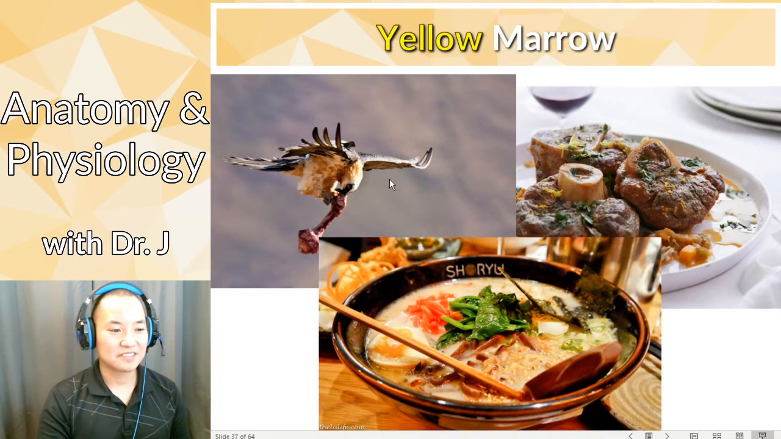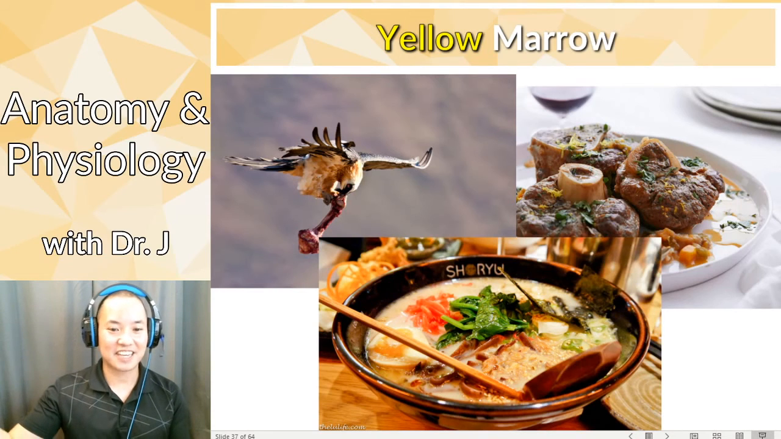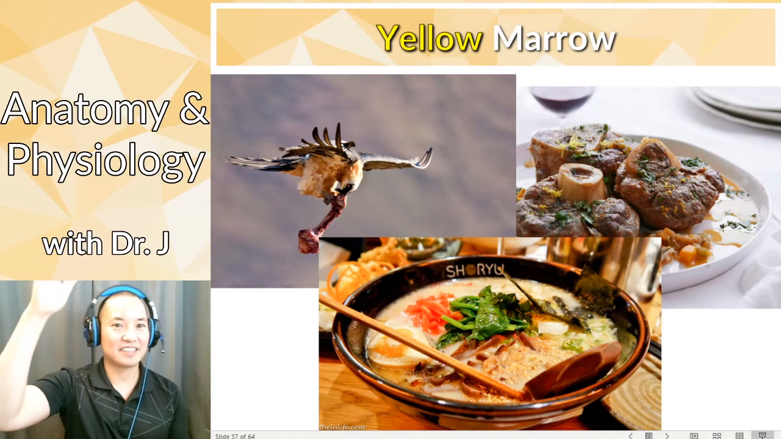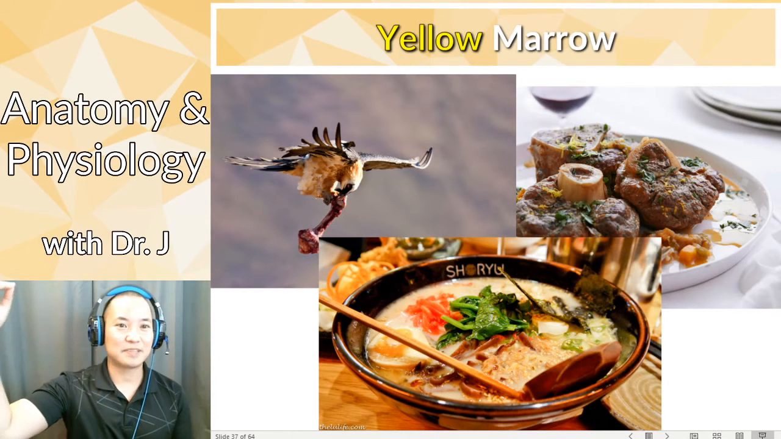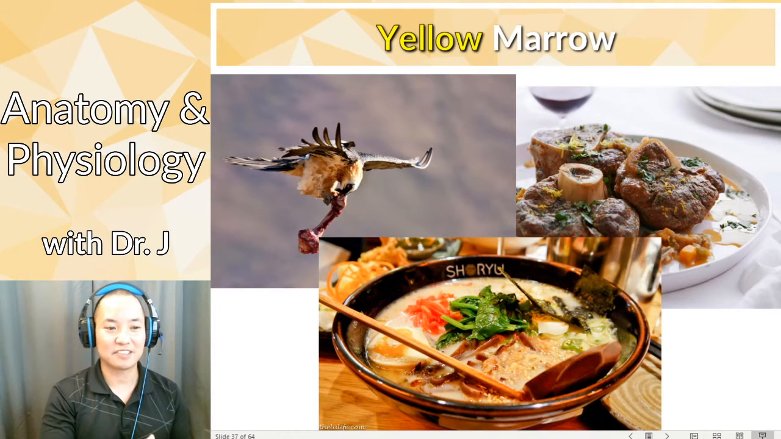Now yellow marrow. I forgot the species, but there are these birds, I think in Africa, that are scavengers. They take bones from dead animals and fly to very high heights, and at high speeds they drop these bones to crack them open and extract the yellow marrow.